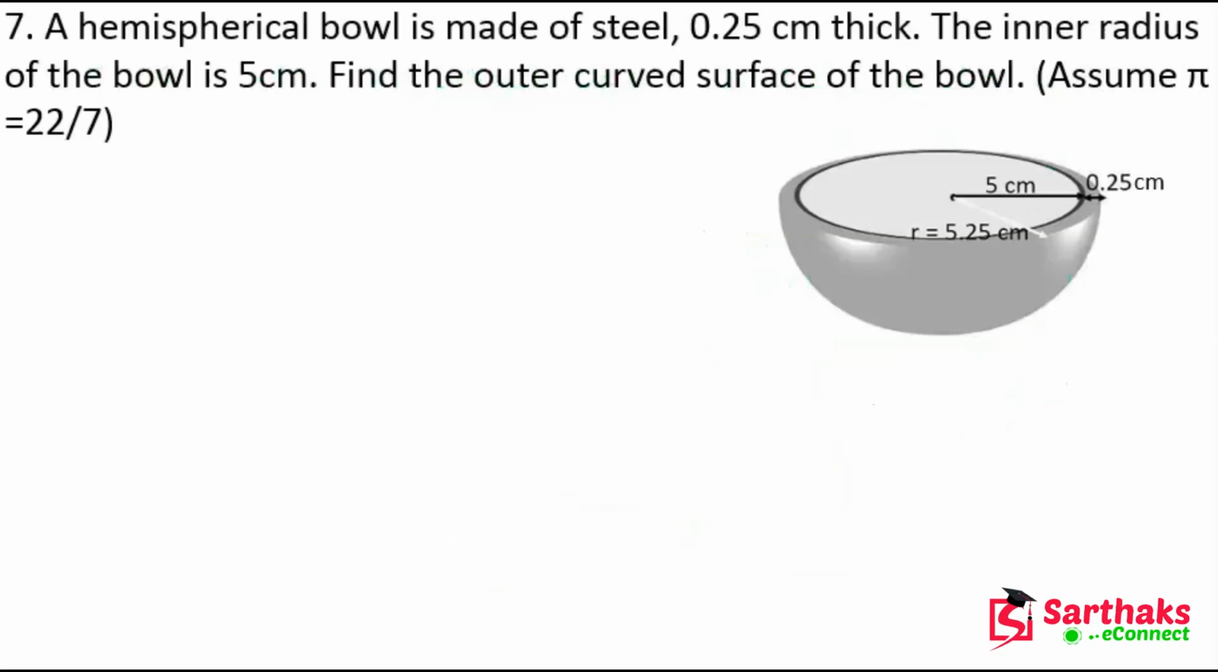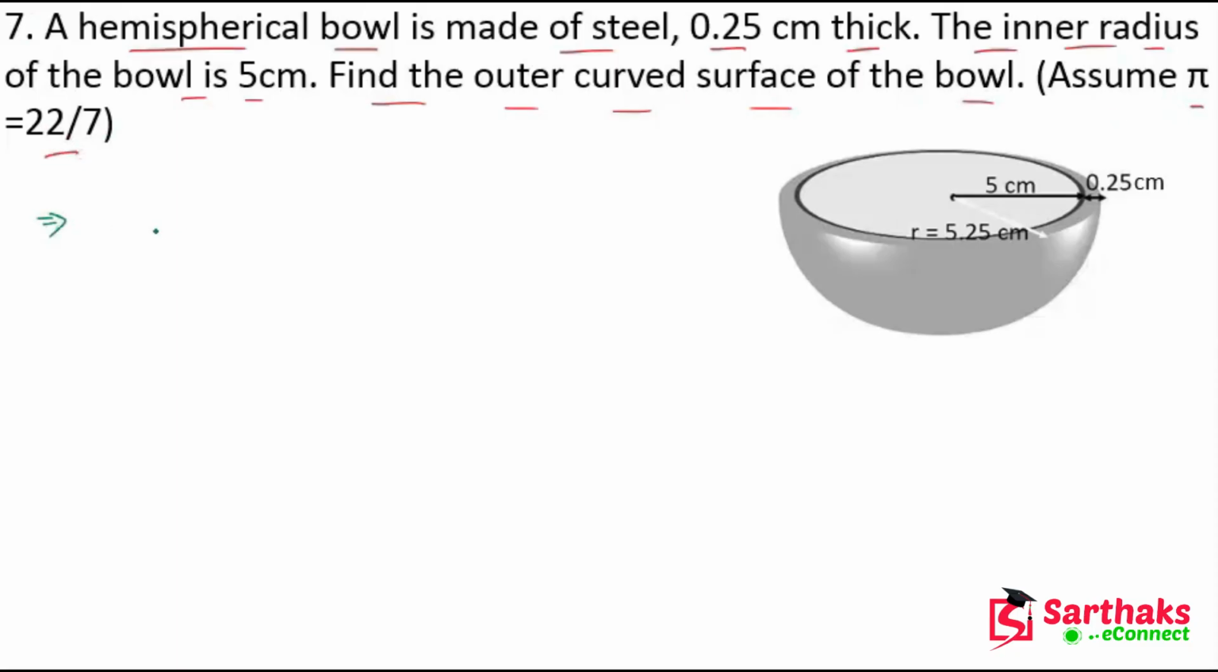The next question is, a hemispherical bowl is made up of steel of 0.25 centimeter thick. The inner radius of the bowl is 5 centimeter. Find the outer curved surface area of the bowl. Here pi is 22 upon 7.